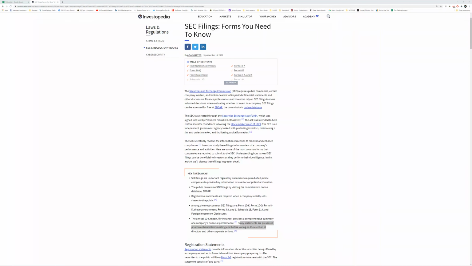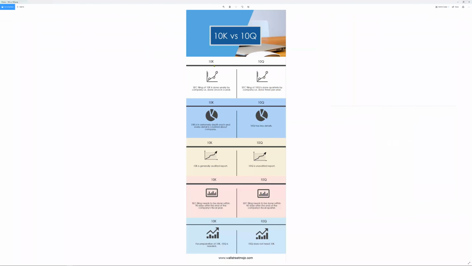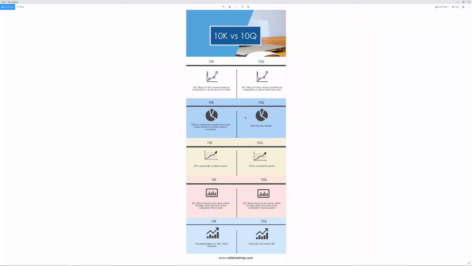Now we have a little thing to show you the difference between a 10-K and a 10-Q. So you can see the 10-K right here. It says SEC filing of 10-K is done yearly by the company, right? So it's your yearly report, done once a year. But you do have quarterly reports, and they're called the 10-Q. Now the 10-K is in depth. Each and every detail is covered about every company. The 10-Q has less detail. The 10-K is audited.